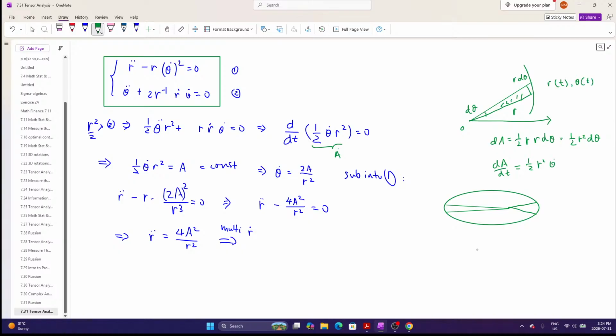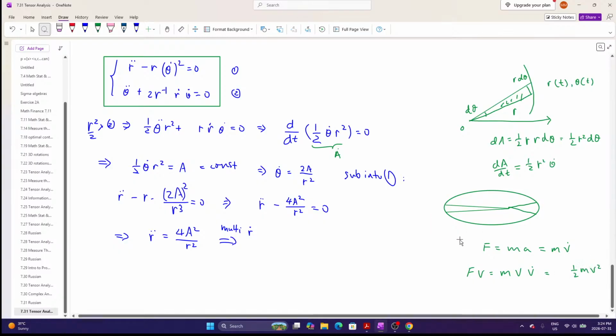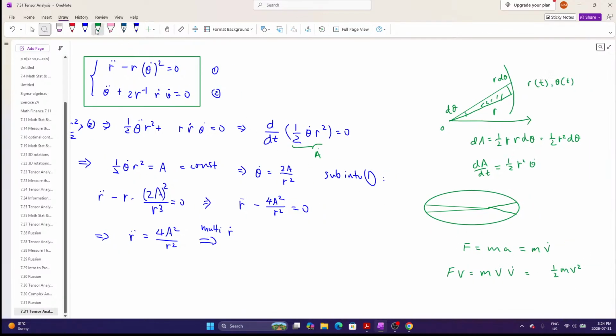Just to give an extra motivation, because F equals ma, right? Let's just take a one-dimensional case to simplify stuff. So F equals m v dot. You actually multiply v on both sides, so Fv equals m v v dot. But what is v v dot? Well, that's just the time derivative of half m v squared. And this is where the kinetic energy comes from, the power rule, half m v squared d over dt.